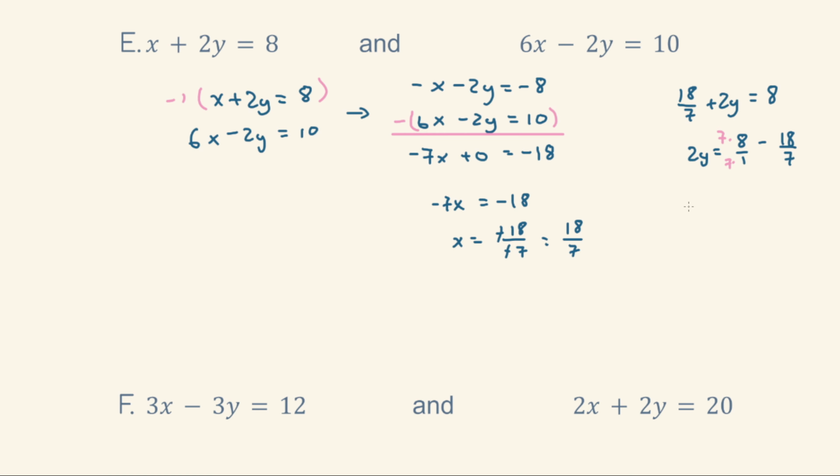Okay, you're going to get 2y is equal to 56 over 7 minus 18 over 7. Okay, and so 2y is equal to 56 minus 18. That's going to be 38 over 7. And if you divide both sides by 2, you're going to get y is equal to 19 over 7. So your final answer then, I'll write it on the left here, is 18 over 7, 19 over 7. All right.